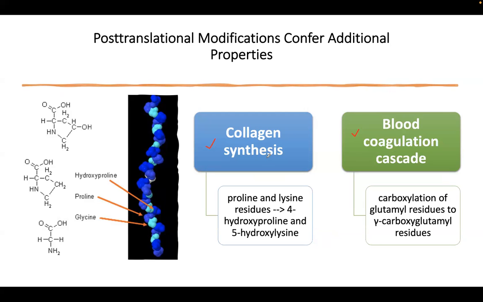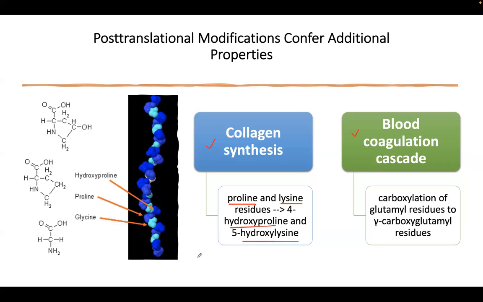So let's start with collagen synthesis, one of the most abundant proteins in the body. Two very important amino acids are involved in collagen synthesis. This is proline and lysine. Now, these two amino acid residues, proline and lysine, have to undergo hydroxylation, a post-translational modification. So from pro-collagen, it has to be converted to the active form, which is collagen. And this now becomes hydroxyproline and hydroxylysine.